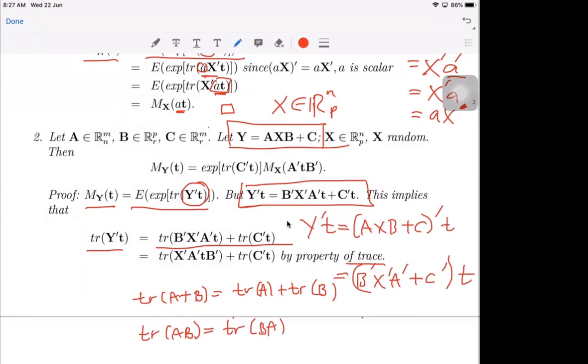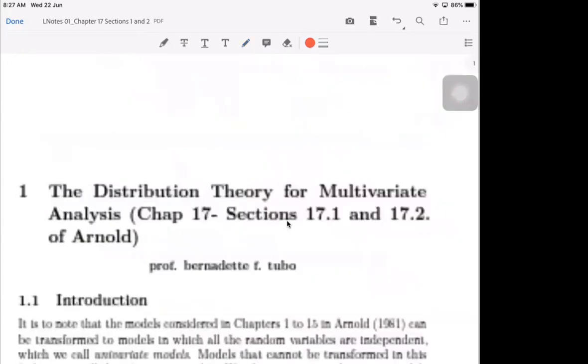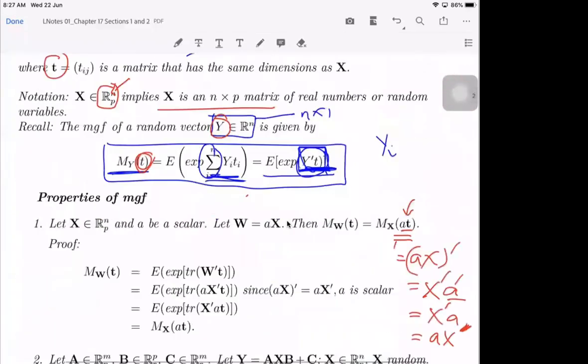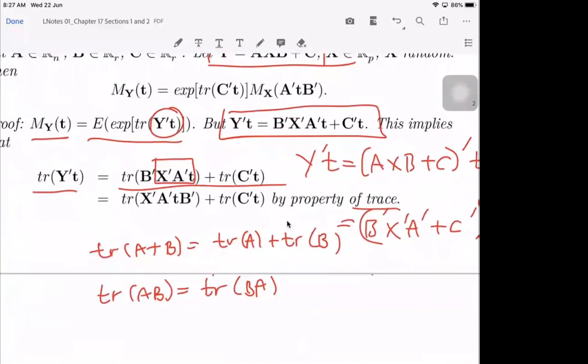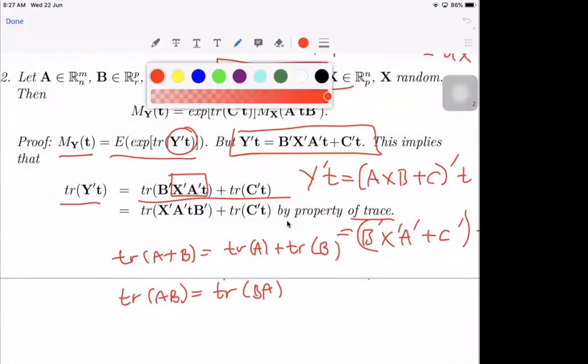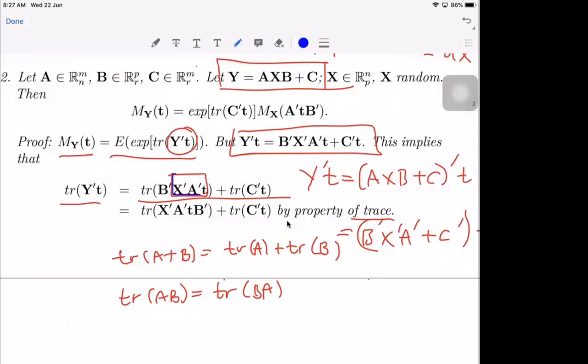wherein this is taken as 1. This is taken as one vector here. So swapping it, you will have this 1 times B prime. Okay.